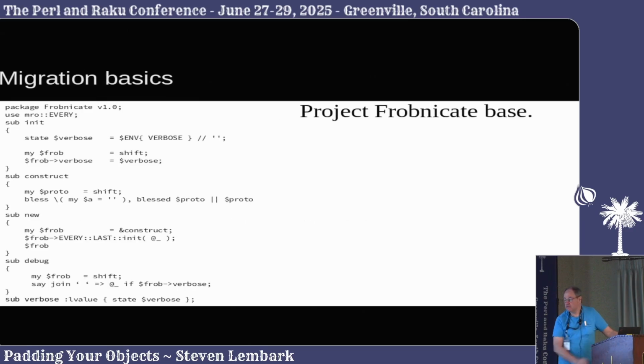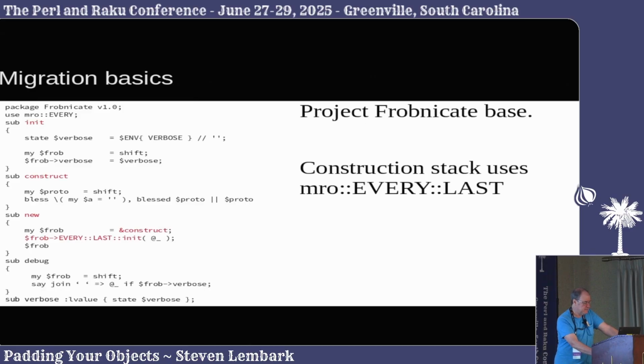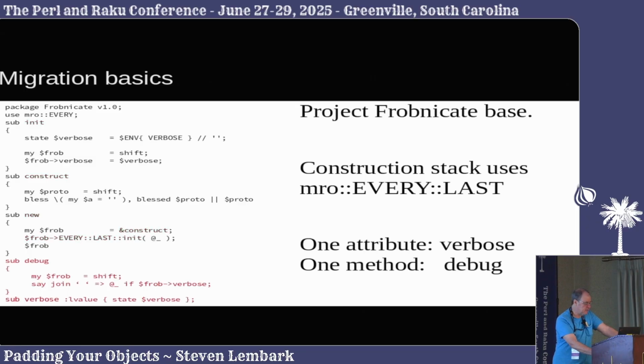So the real basics, and some of this gets kind of small. It'll get more readable as we go along. But if you've got a basic Frobnicate project in Perl using bless, it'll probably look something like this. You've got a constructor, you've got an initializer, you've got a new that calls construct, which passes an init up the stack. In this case, I've got one attribute called verbose, and I've got one method called debug. And that's enough to start something. It's just a base class for other things in a project.